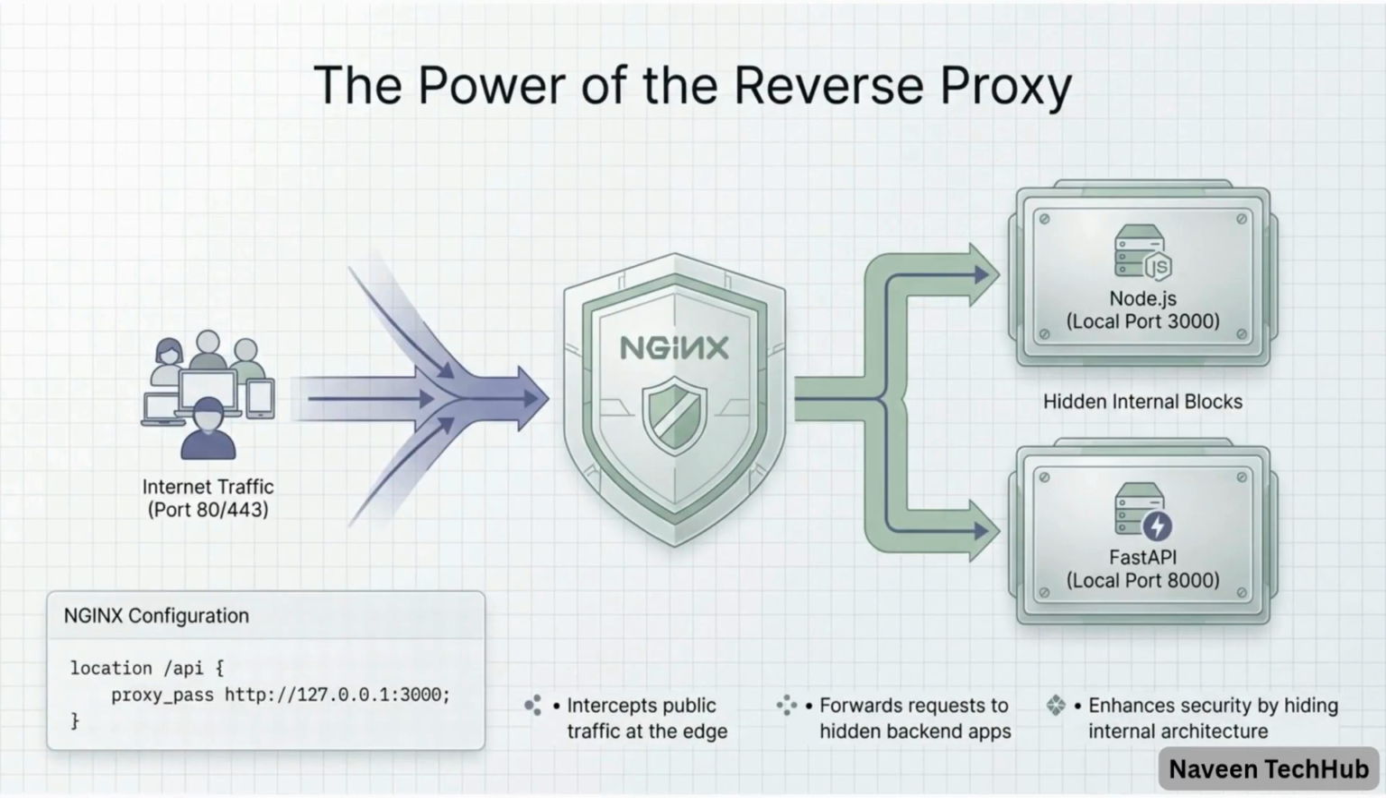One of NGINX's greatest strengths is its role as a reverse proxy. By sitting at the edge of your network, it intercepts traffic and forwards requests to hidden internal applications, which significantly improves your server's security architecture.